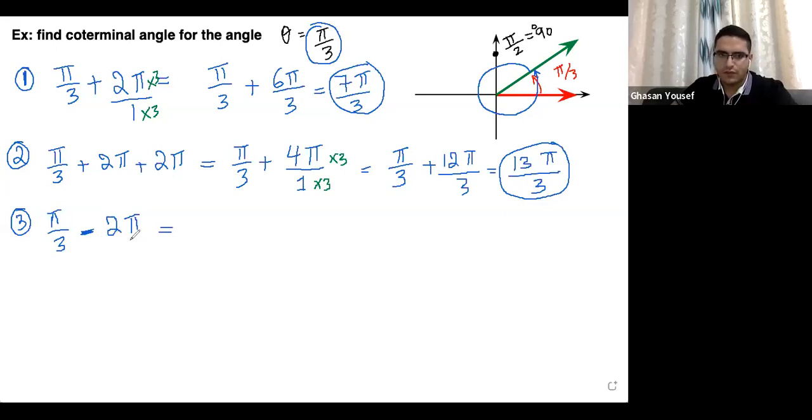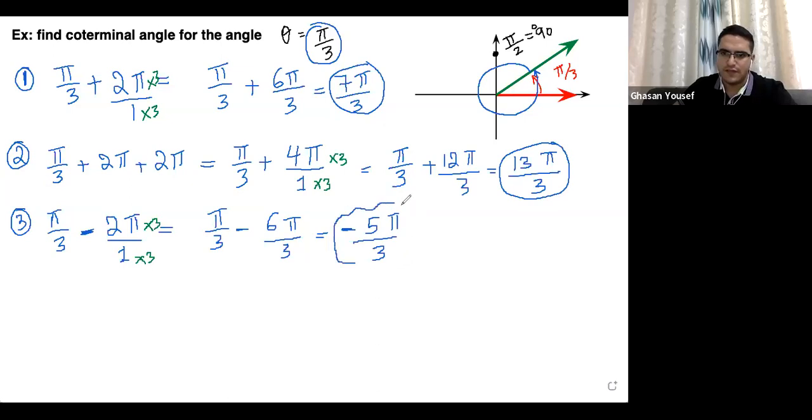You have to make the denominator equal 1, then you have to multiply both sides by the same thing, by 3. So now you can get pi over 3 minus 6 pi over 3, and this is equal to 1 minus 6, which is minus 5 over 3. Exactly, minus 5 pi over 3. And this angle again is coterminal to this angle, the pi over 3.